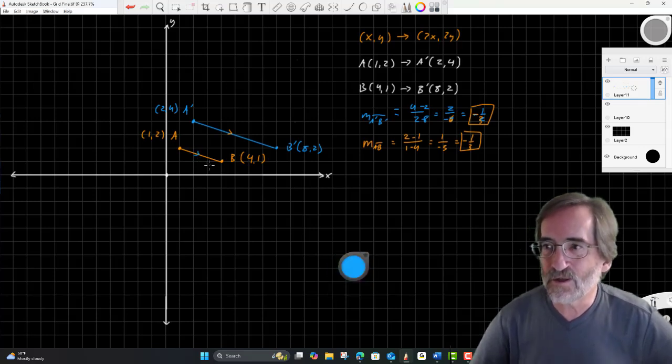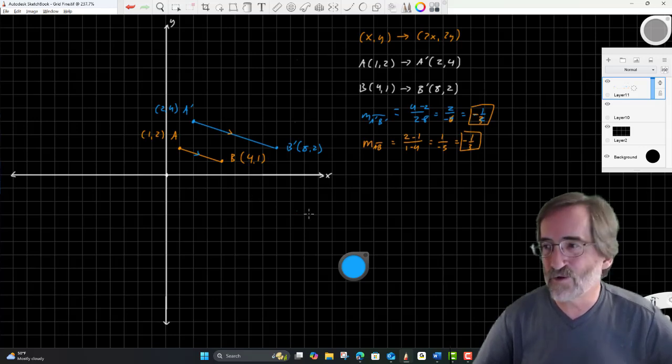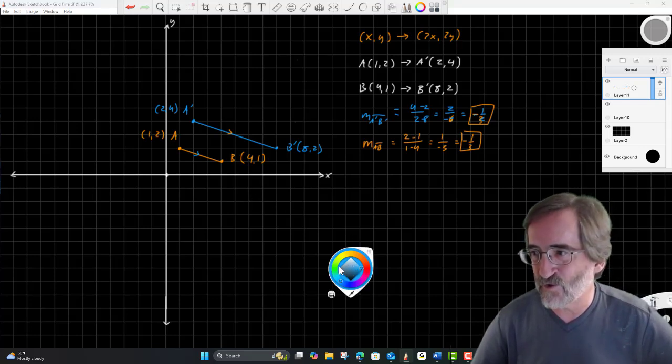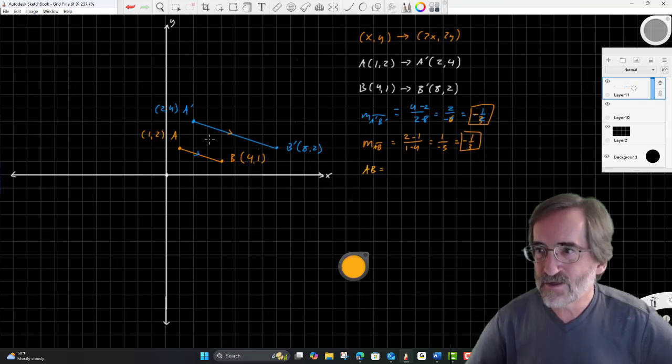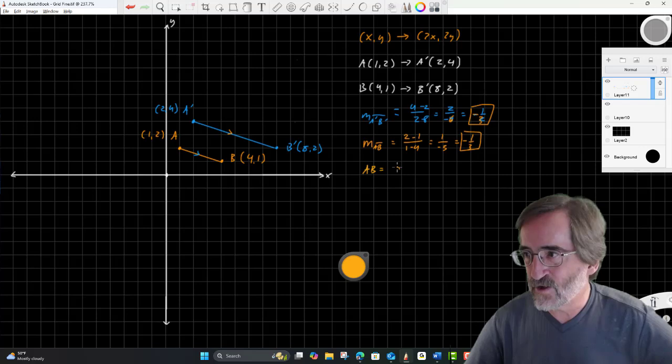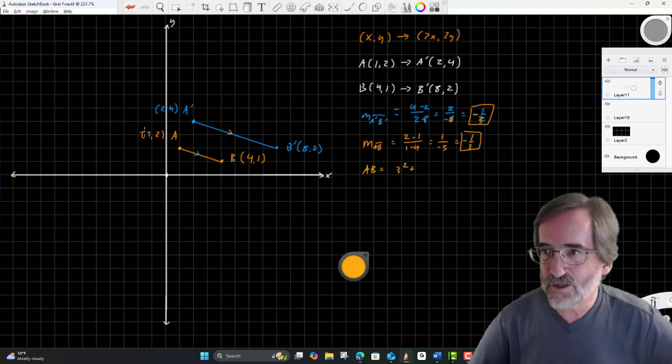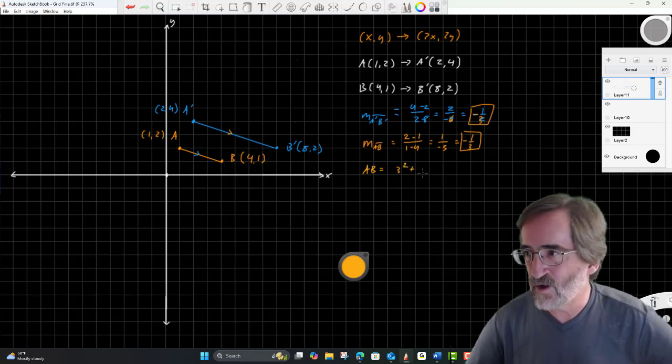What's more is their lengths are related to each other. Let's use the distance formula here. The distance formula for AB. AB is, change in X, 1 to 4 is 3 squared. Change in Y, 2 to 1 is 1 squared, square root. 9 plus 1, square root 10.